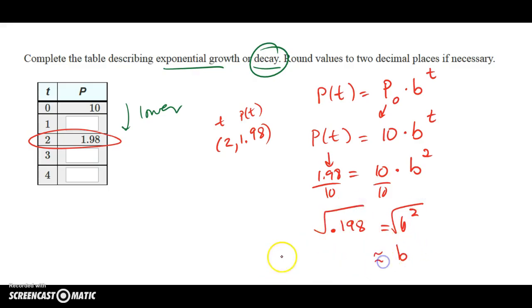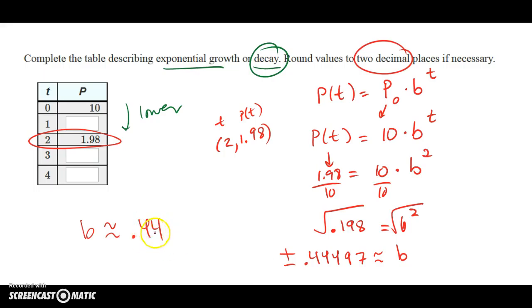So b is going to be approximately plus or minus, but I'm not going to worry about the minus. It's just a decay rate, and we're going to take b to be positive. Let's say I have 0.44497, it looks like, and it says 2 decimal places. So b is going to be approximately 0.44. I only worry about the positive one. And once I know b, I know what to multiply each successive one by to get to the next one.